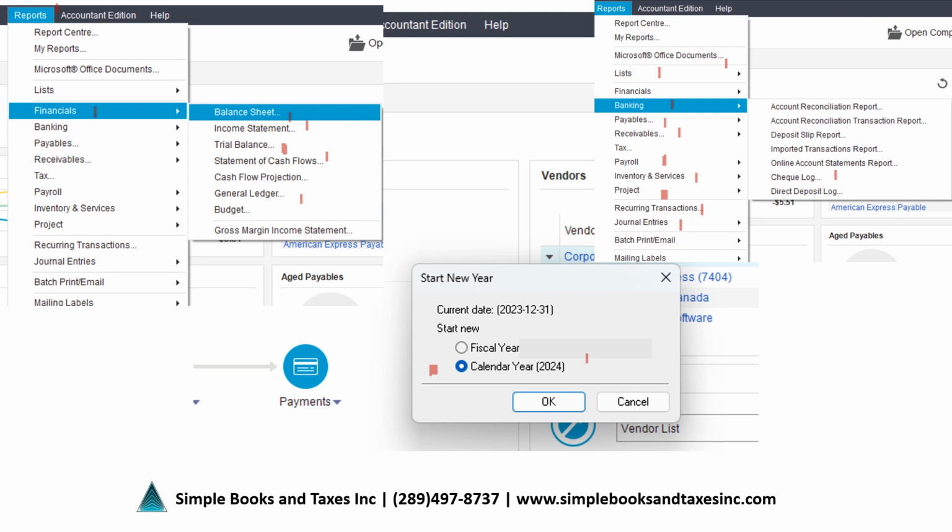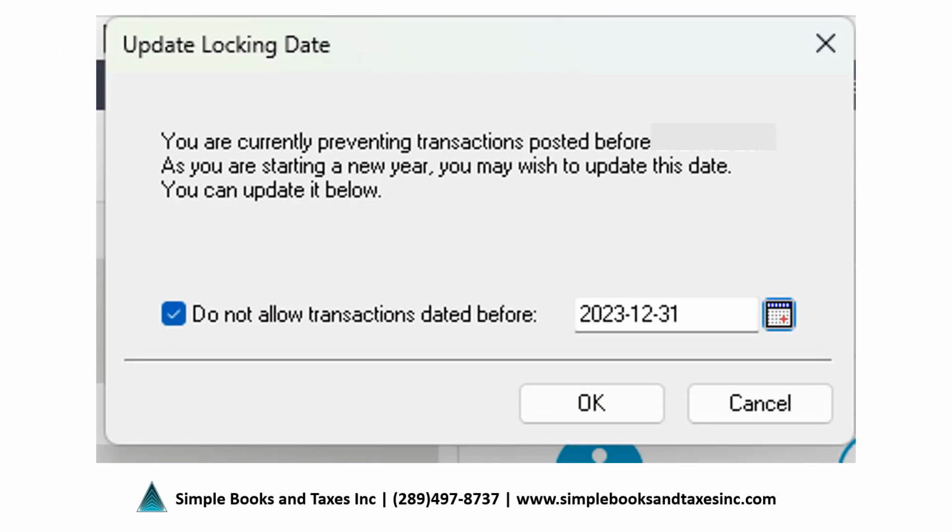Now we can start the new year for 2024, knowing that we are going to file the HST remittance in the year 2024. We are going to receive the refund and record it correctly in the year 2024. In order to avoid entering any transaction accidentally in the closed year, choose Do Not Allow Transaction dated before December 31st, 2023, and then press OK.